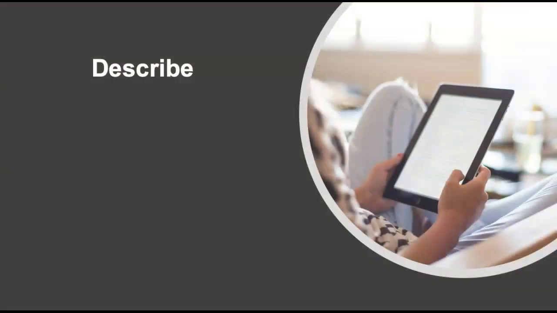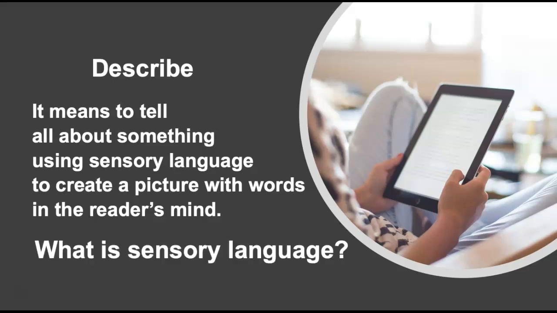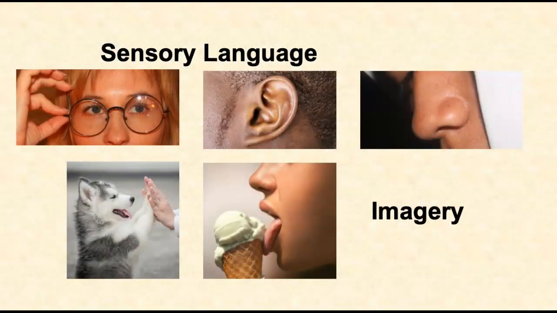What about this powerful word, describe? Can you define what it means? Describe means to tell all about something, using sensory language to create a picture with words in the reader's mind. What is sensory language? Sensory language is also called imagery. It involves writing while keeping in mind the 5 senses.